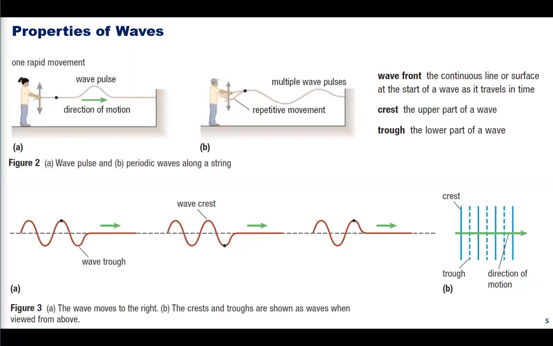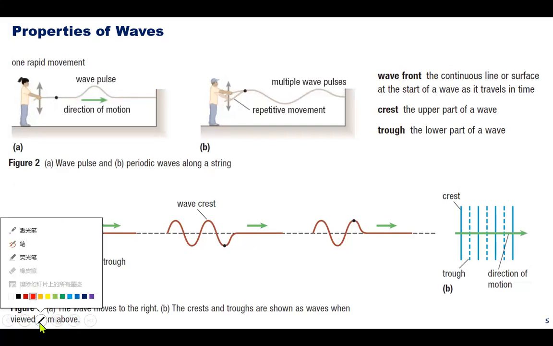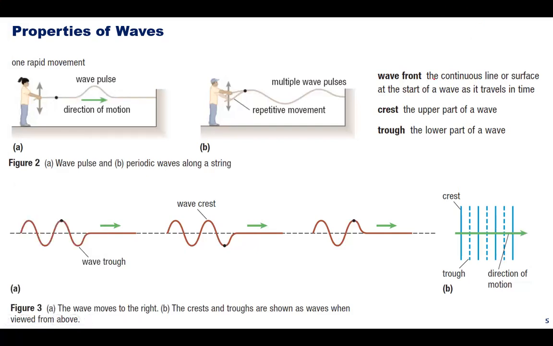Suppose that the person is shaking the string such that the string is moving in a periodic fashion in the vertical direction. Figure 3 shows a snapshot of the wave as it begins to move to the right. The front edge of a wave is called the wave front. Here, be careful with the concept of wave front. We're going to use this a lot.